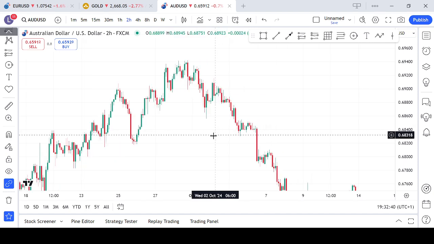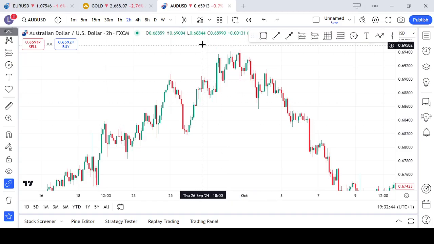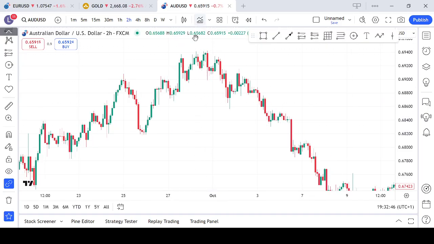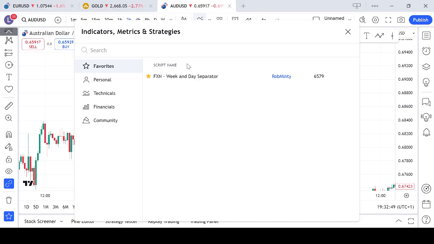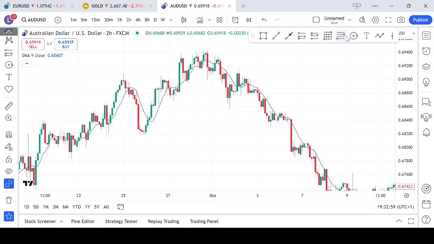So the first swing trading indicator on my list is the moving average. So I'm just going to put it on my chart. Moving average. Simple. So moving averages are popular technical analysis tools used by traders to smooth out price action and identify trends.